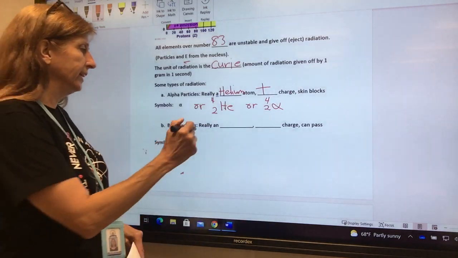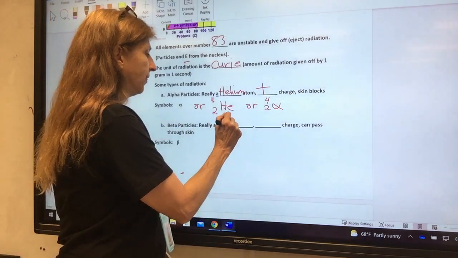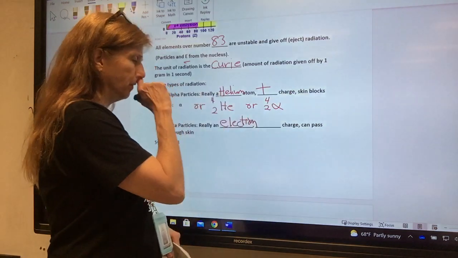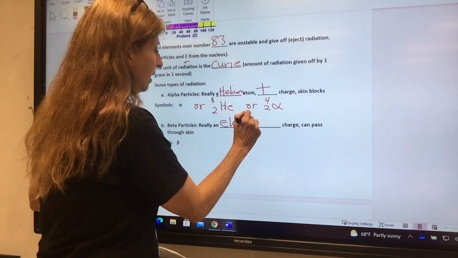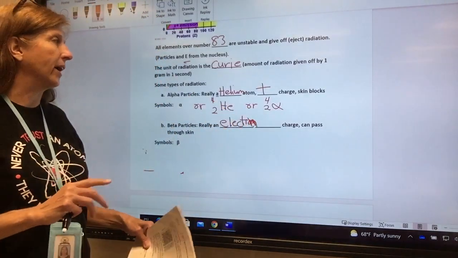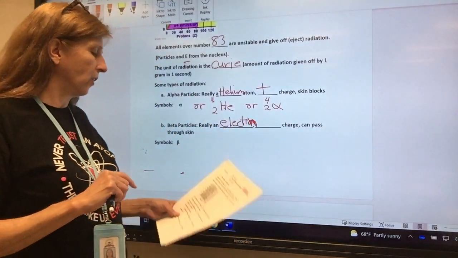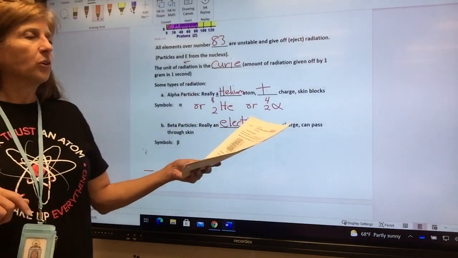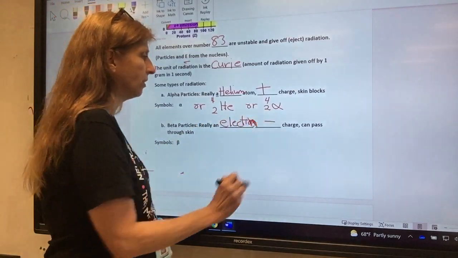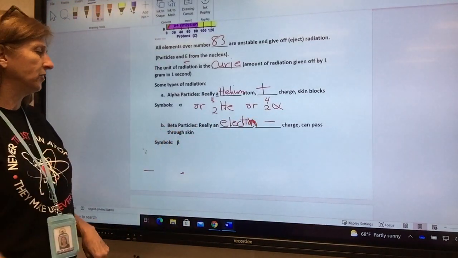And it is really just an electron. So one of the things that these giant radioactive things, but they're not all giant, but they're all radioactive because of the ratio, can do is give off an electron. So what charge does an electron have? Negative, so smart. And they can pass through skin.